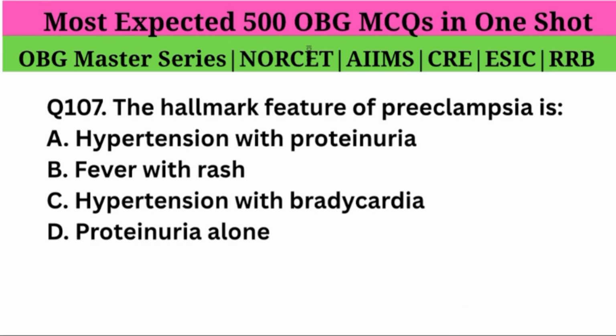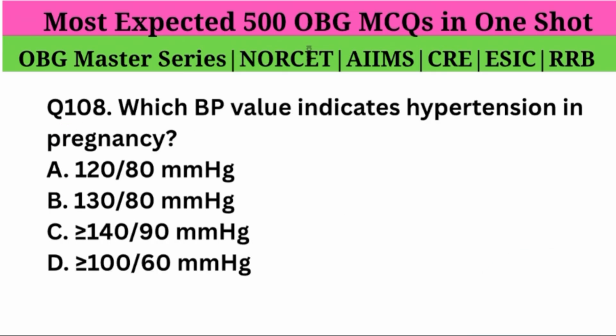Next question, the hallmark feature of preeclampsia is. Your correct option is option A, hypertension with proteinuria. Next question, which BP value indicates hypertension in the pregnancy? Your correct option is option C, more than or equal to 140/90 mmHg.